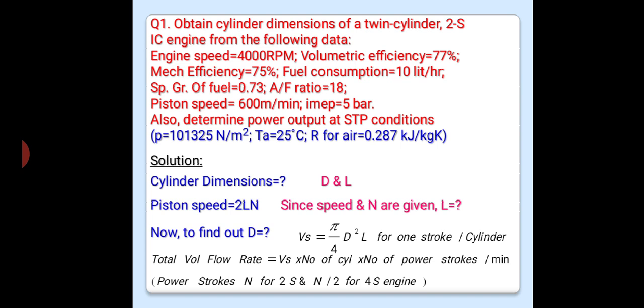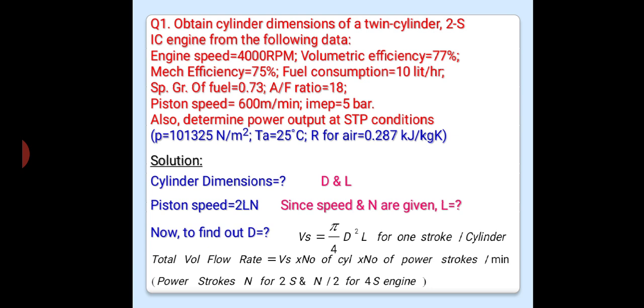Now in this problem we have to calculate the diameter and stroke length of the piston cylinder arrangement. Also we have to calculate the power output. Now first we know that piston speed is equal to 2LN. Since speed and N are given, L we can easily calculate. But we have to find first diameter.